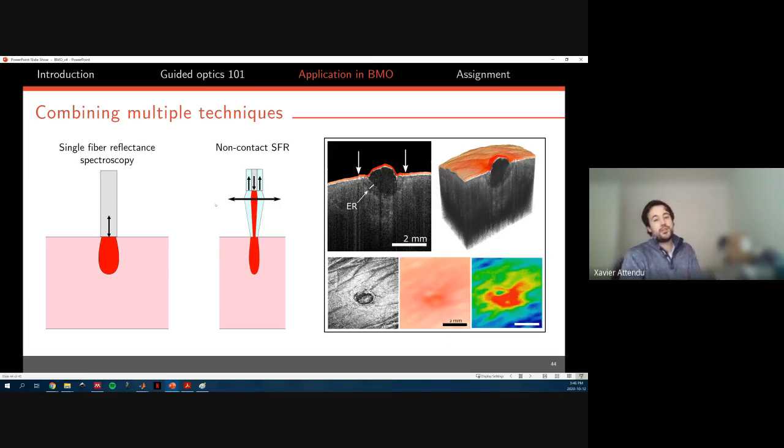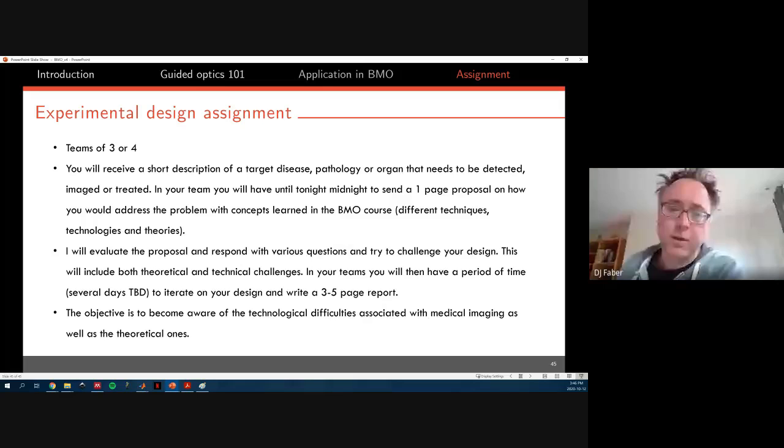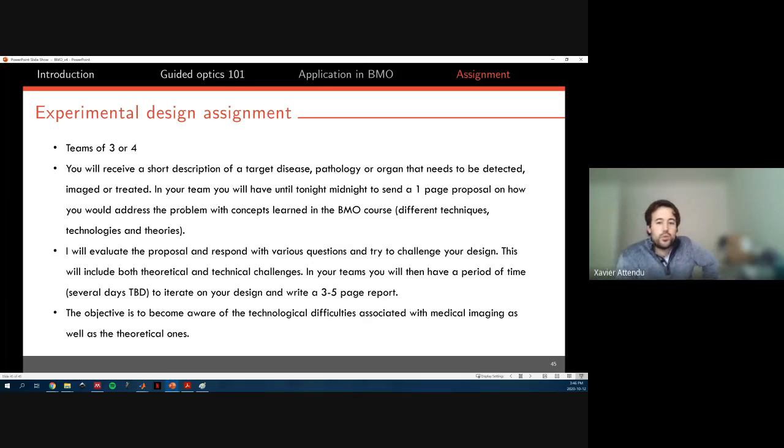Okay, so the assignment. Here you guys are quite a few, so it's going to be teams of 4 or 5 rather than 3 or 4. Dirk, is that correct? No, I think 5 is a little bit too much. I would rather have 3. Okay. Well, we'll figure that out.